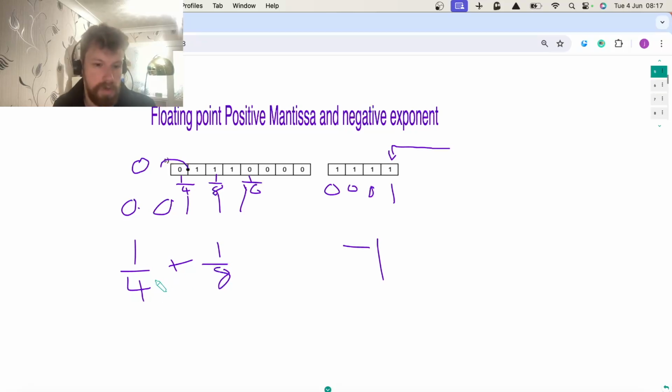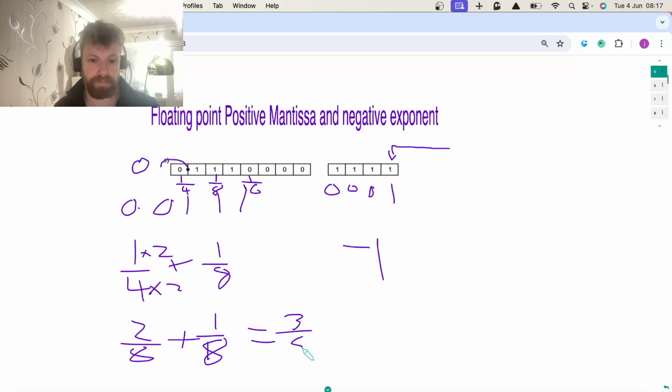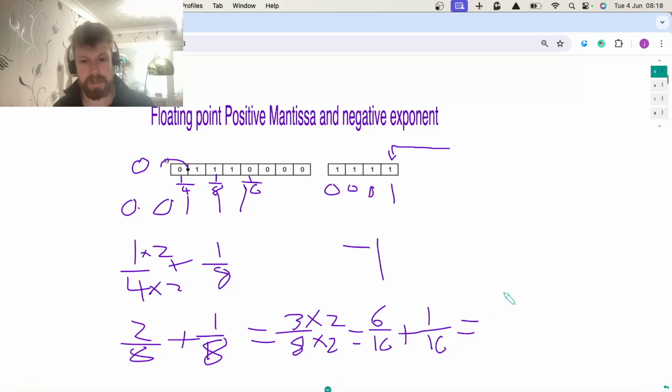what we're going to do is times this by 2, because to add fractions together, the denominators both have to be the same. So then that gives me 2 over 8 plus 1 over 8, which is going to give me 3 over 8. And then the final thing we've got to do is times that by 2, which gives us the 16 on the end there, so that's going to give us 6 over 16. Then we add the 1 over 16, which gives us 7 over 16. Okay, so that's our answer there.